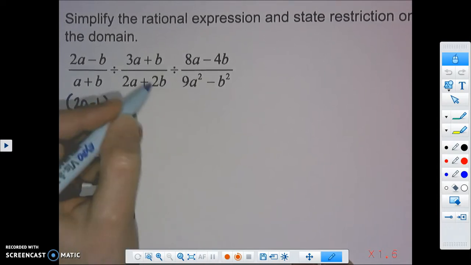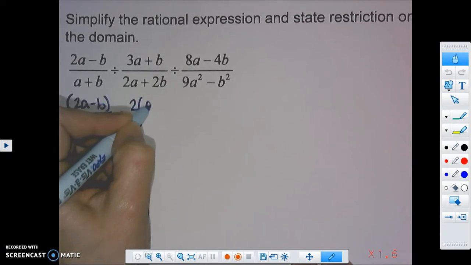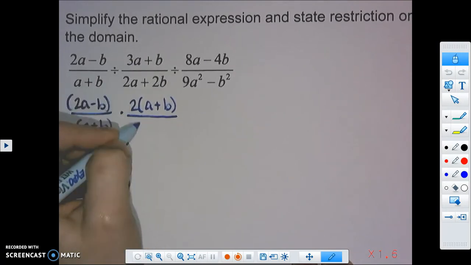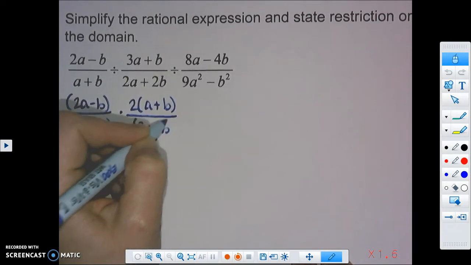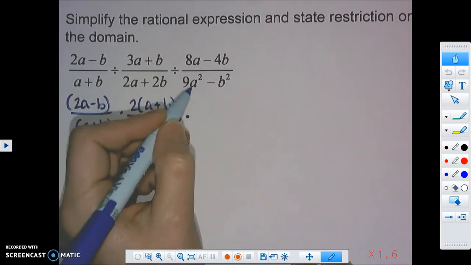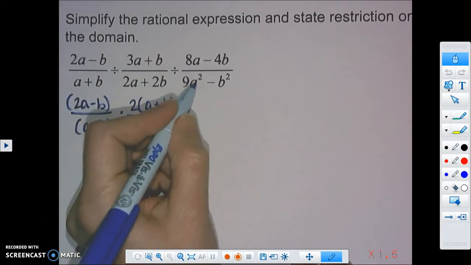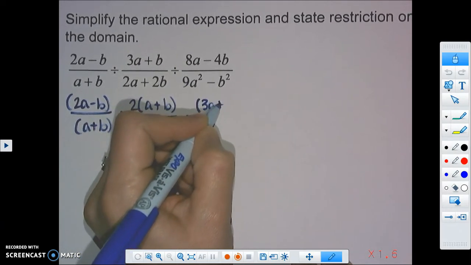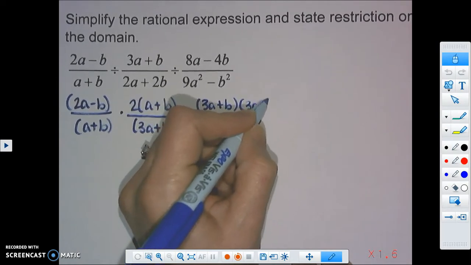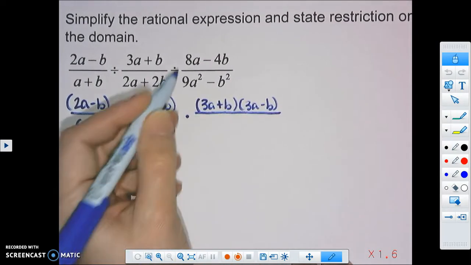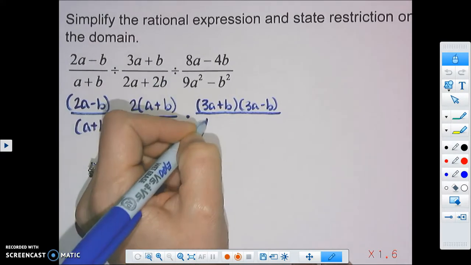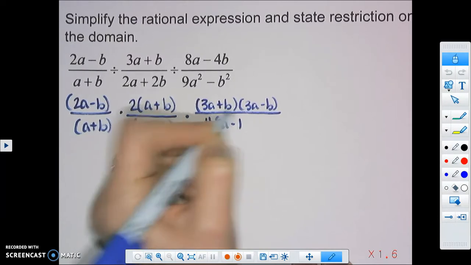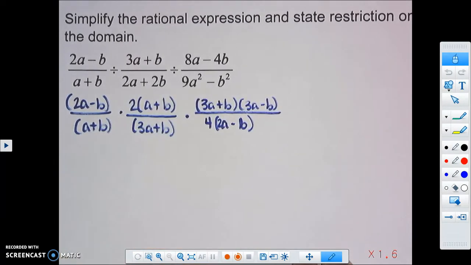In the second one, remember, we're going to flip this, and there's a 2 GCF in the denominator, which now becomes the numerator. There's nothing to factor with that 3a plus b, so we're going to leave it alone. And again, we need to flip this fraction as well. So when we flip the 9a squared minus b squared to the top, we're going to factor that into 3a plus b and 3a minus b, since it's a difference of squares. 8a minus 4b has a GCF of 4. So that's going to leave us with 2a minus b left inside.